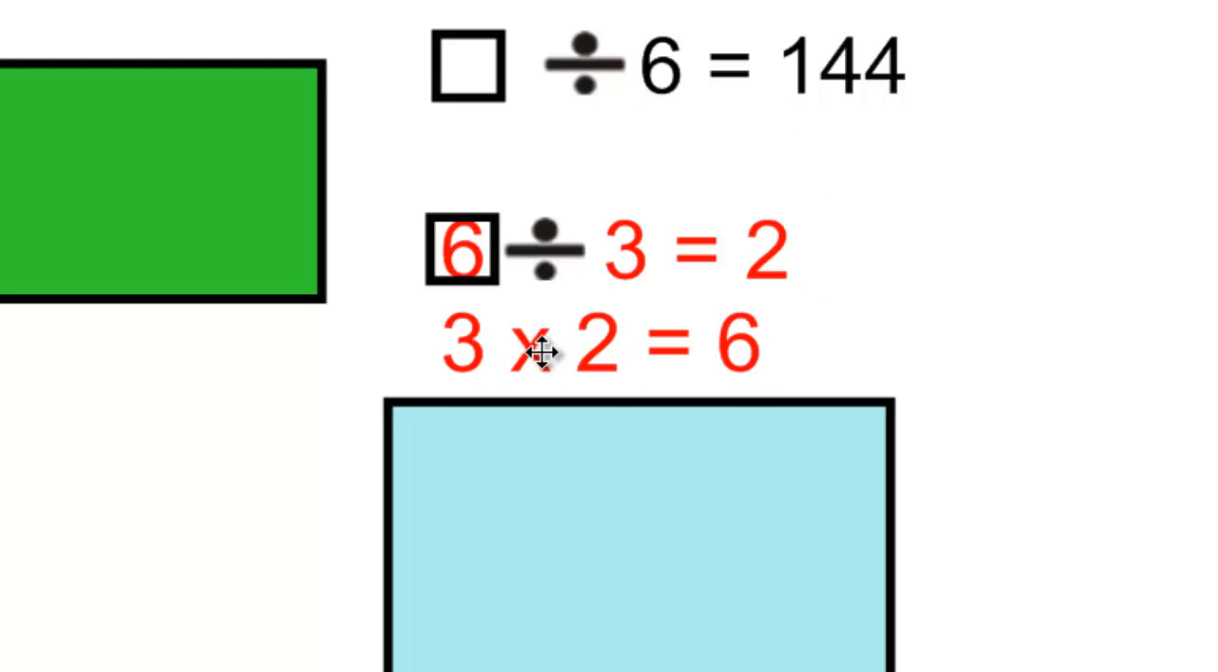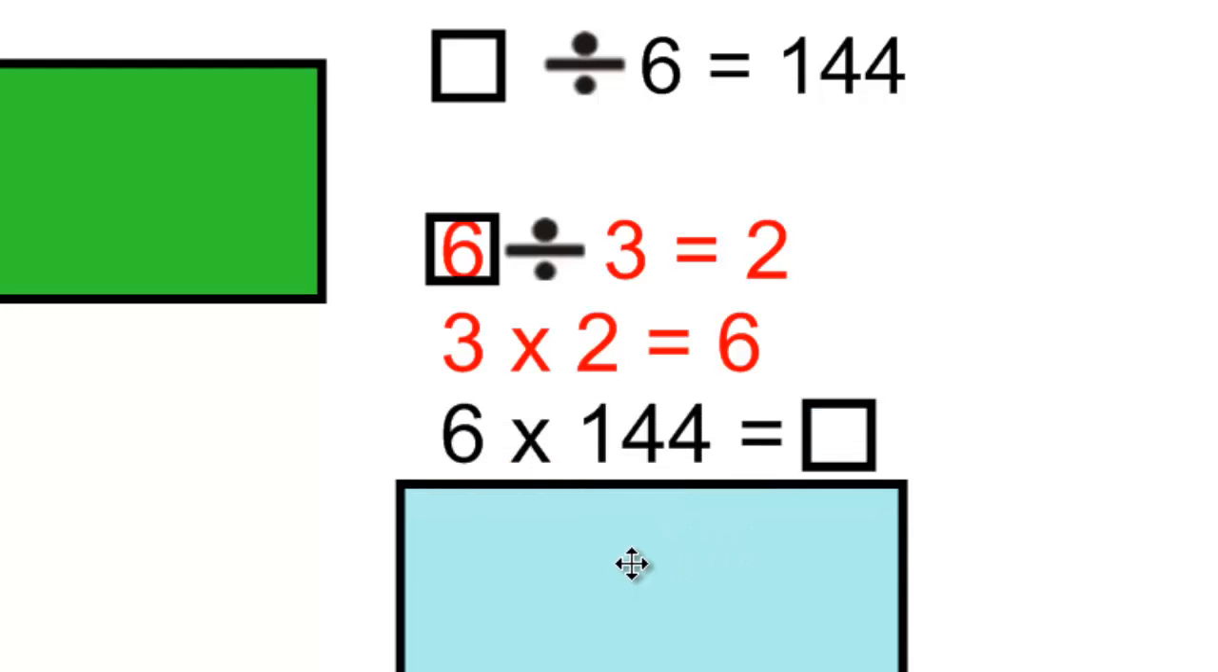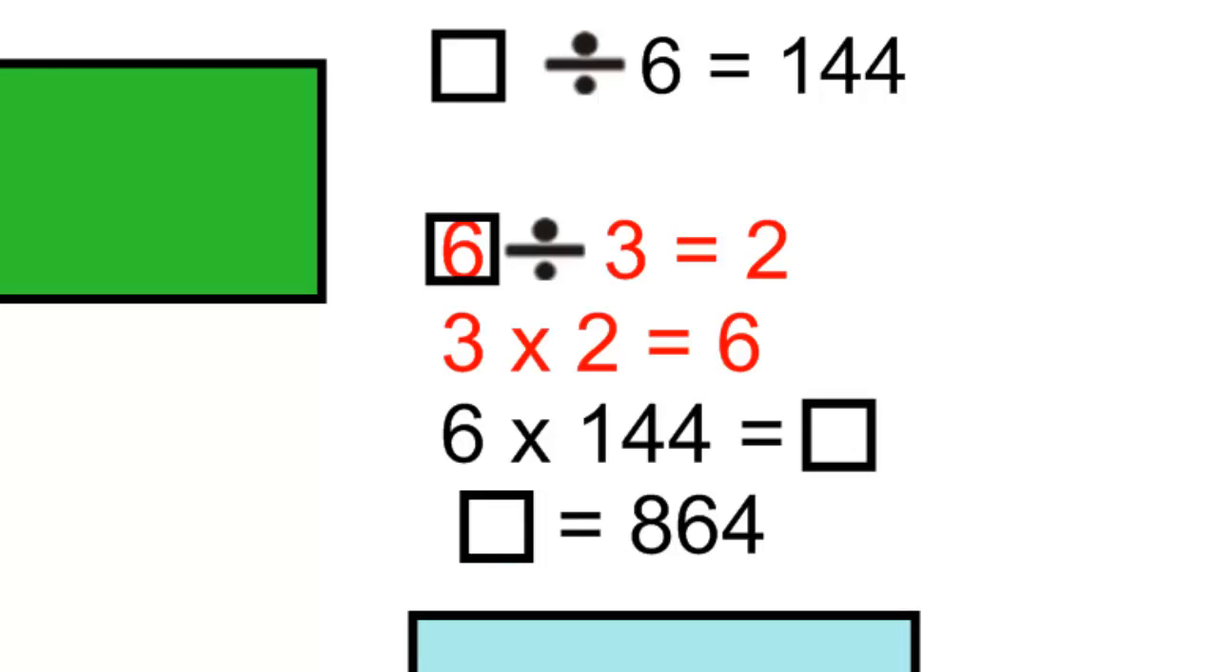Now I've got a pattern to use in my original question. The box is going to go at the end, because that's where the 6 was. The 3 represented the 6, so it's going to go in front. And the 144 was represented by the 2, so it's going to go in this place. Now I rewrite the question. There's my 6 times 144 equals my answer. Then I just have to work it out, and lo and behold, I get the answer.